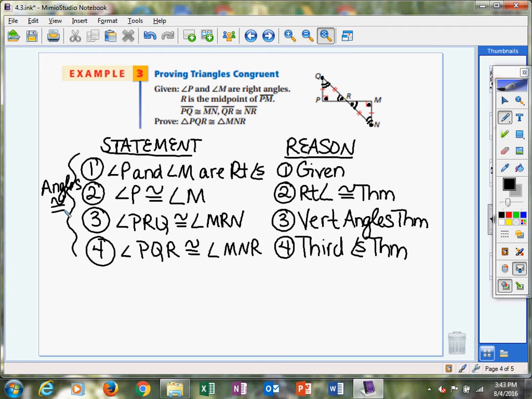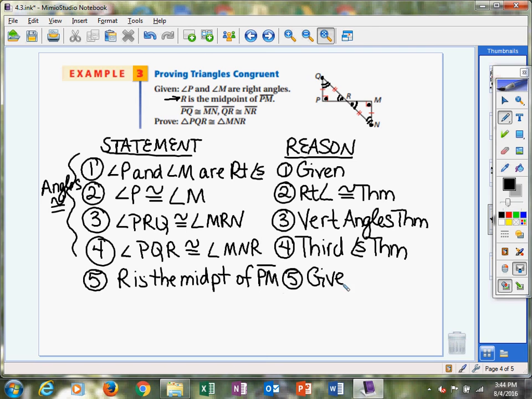So that's really all we have to do, and some of that was given. So this might be a really good time to put some other information here that's on there. Well, the second one listed is this one. R is the midpoint of segment PM. And so we know we can write that because that's given.